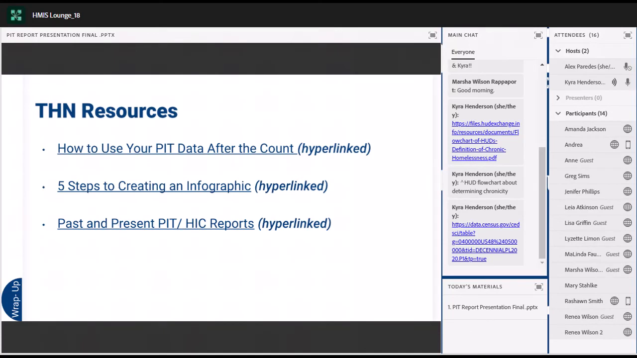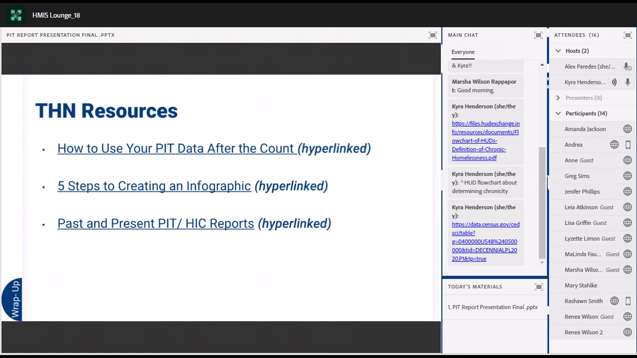So before we get into the official Q&A, I want to highlight some of the many THN resources you can utilize to assist you on your journey to talking about your data. When you download this presentation, they'll all be hyperlinked here for your convenience, but a high-level overview of what they are. The first one is something that you might have seen in the past if you're a PIT lead that has participated several years in a row, which is an infographic I created about how to use your PIT data after the count. It walks you through some of the different softwares that we at THN use to develop infographics.